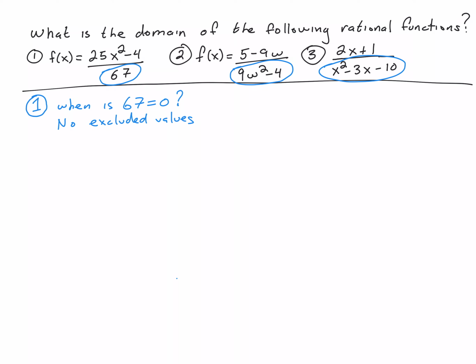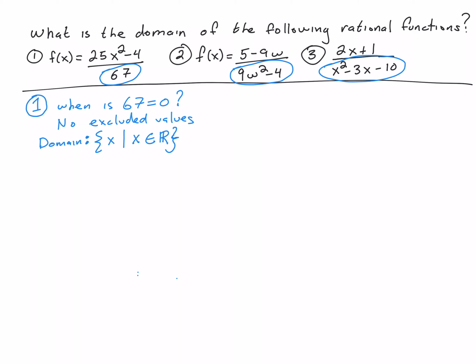So what would we say? Well, there's no excluded values. Then the domain in set notation would be the set of x values such that x is in the set of real numbers. Okay, so that's how you would write it in set notation for the first one.